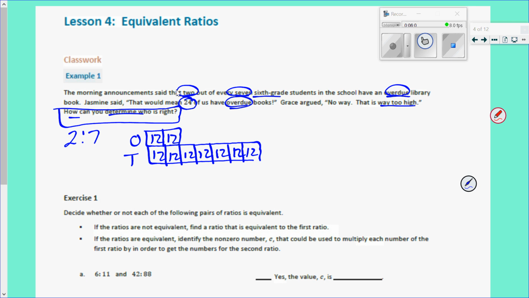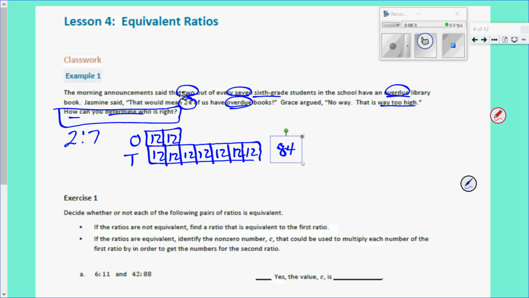Okay, so let's do 7 times 12. 7 times 12 is 84, so is she right? She's not right because... How do you know? Grace argued that it was way too high. Okay, so is Grace right? Is it way too high? No. Was 24 way too high? No. How do you know? How do we know? Because 80.